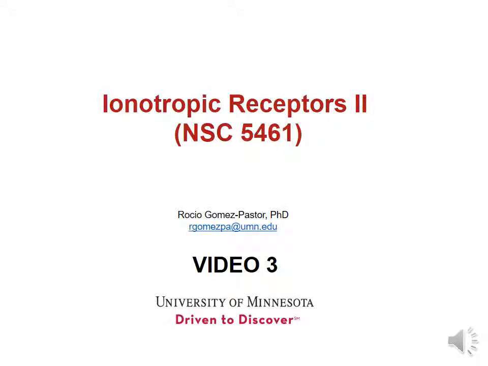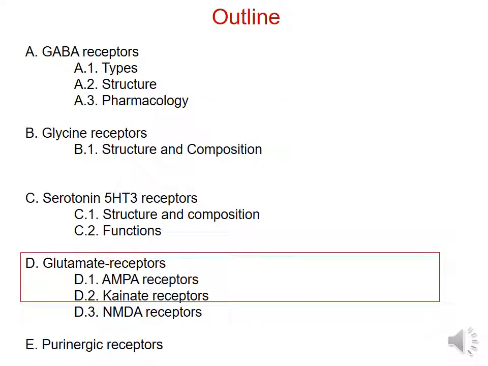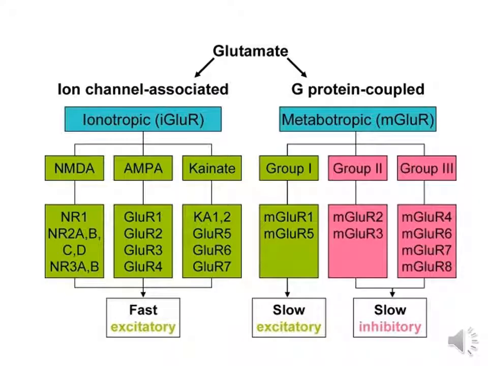This is the third video of the ionotropic receptors lecture number 2. In this video, we will talk about glutamate receptors, specifically those related to AMPA receptors and Kainate receptors. So, glutamate is the most common excitatory neurotransmitter.